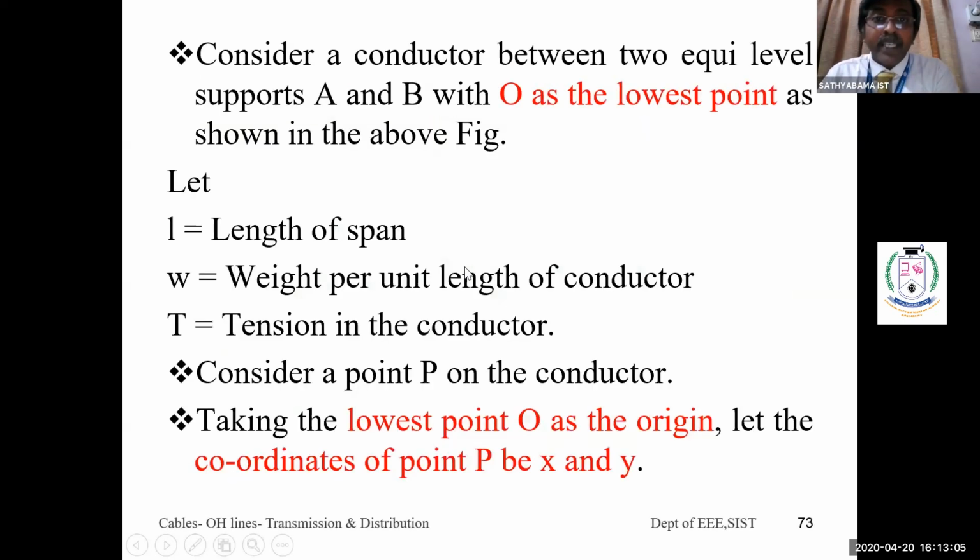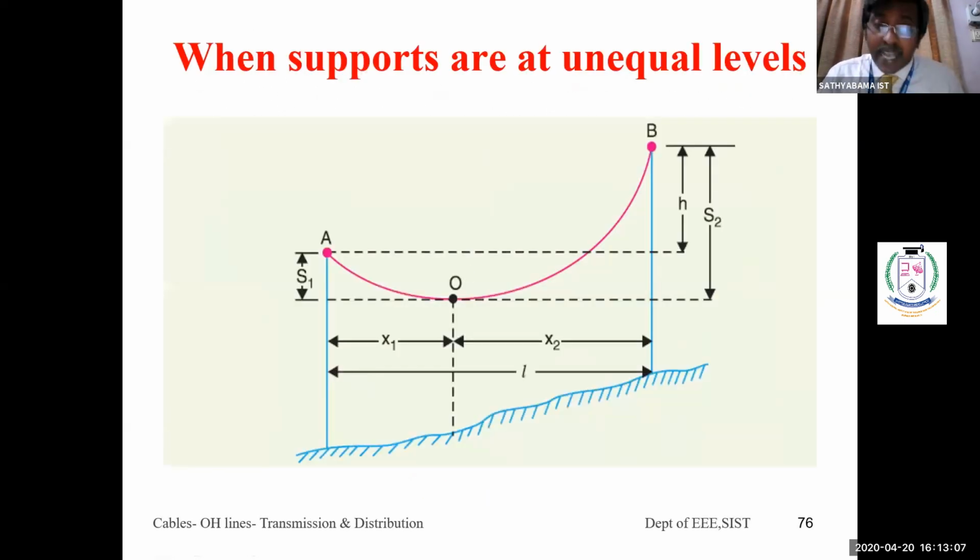But in unequal levels, your sag should occur at the lowest part. That is the lower pole. The lower pole is what? A pole. So only at the A pole will the sag originate. In equal levels, we don't worry about this; your sag is in the middle of your poles. But in unequal levels, your sag will occur at the lower pole.